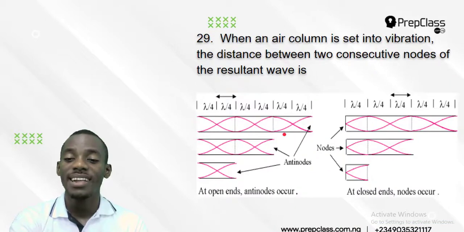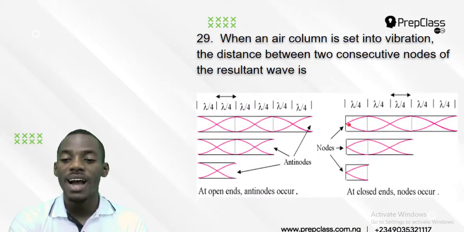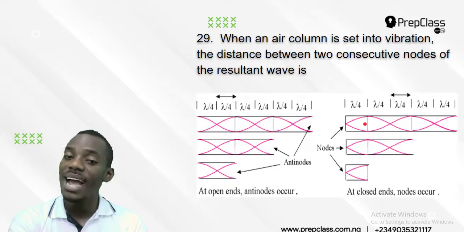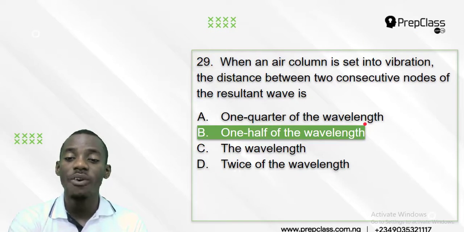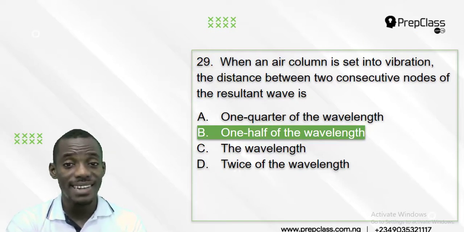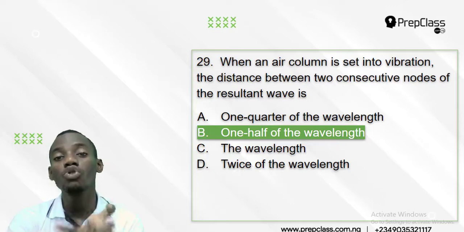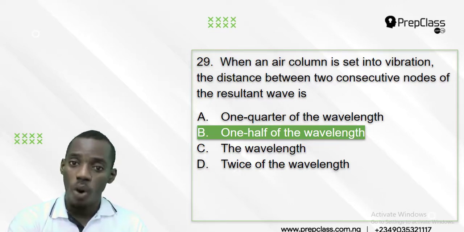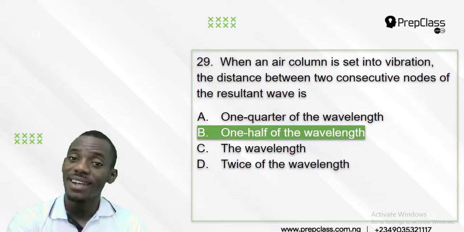So what I'm saying in essence is that the distance between this place and this place is 1/4 combined with 1/4. 1/4 combined with 1/4 will give me 1/2, and that is my answer for the distance: half of the wavelength. So don't forget that next time. The distance between two nodes is 1/2 of the wavelength, and that is the answer to that question.